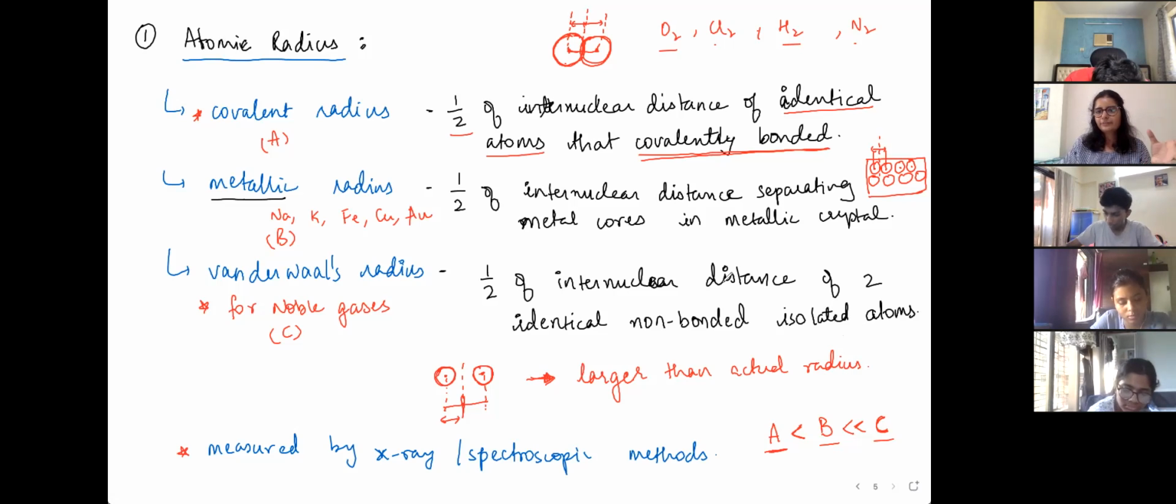Okay, so now that we have an idea of what atomic radius is and how it is measured, let's get down to the business of periodic trends. All right, should I go to the next page? Okay. Adit, noting, or can I flip? Okay.